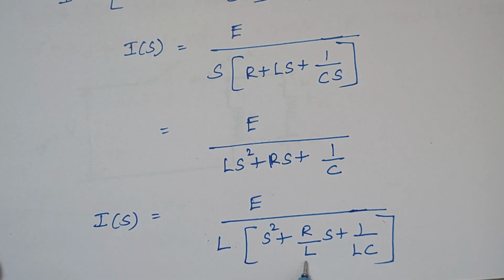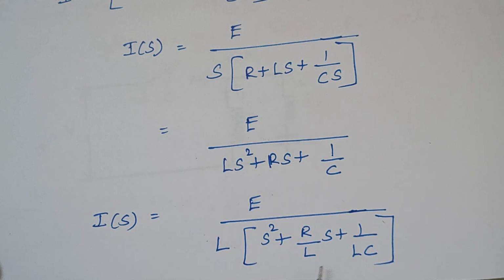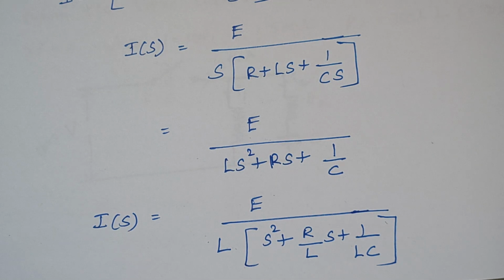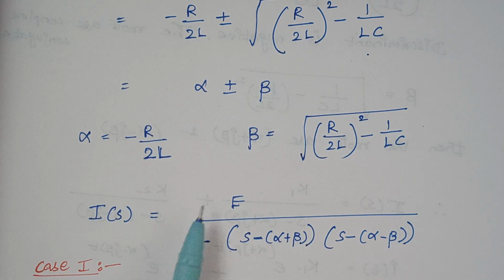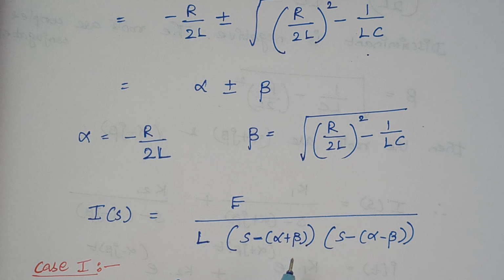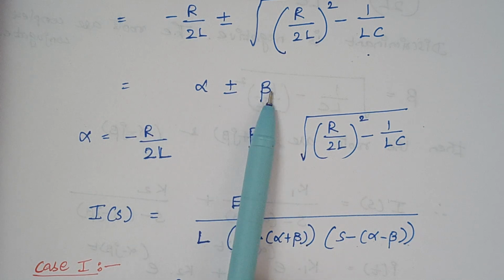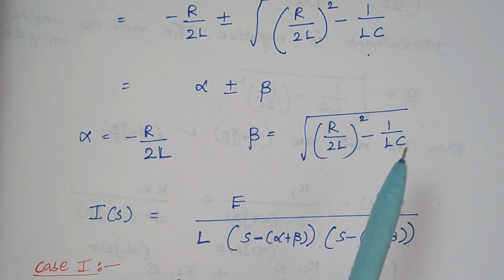Now we have solved this quadratic equation and we have obtained the result. So we are going to replace this expression with the result that we have got. Here the value of I of s is again E by L. Instead of s square plus r by l s plus 1 by lc, here we are having s minus alpha plus beta into s minus alpha minus beta, because here the root is alpha plus beta and the other root is alpha minus beta.